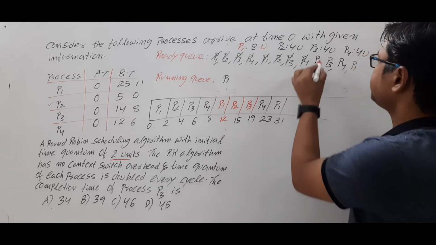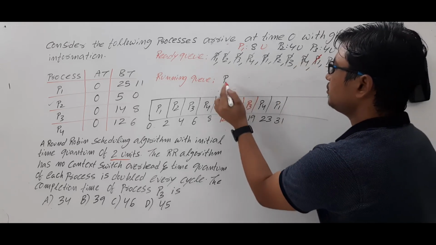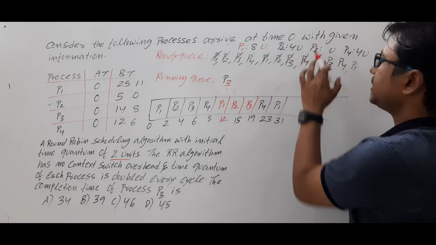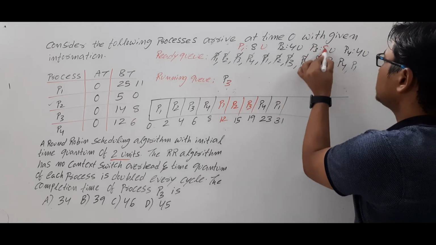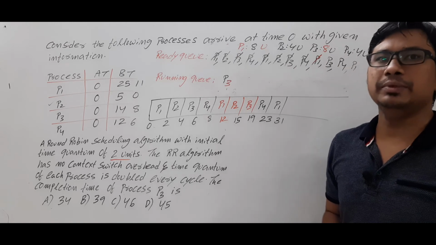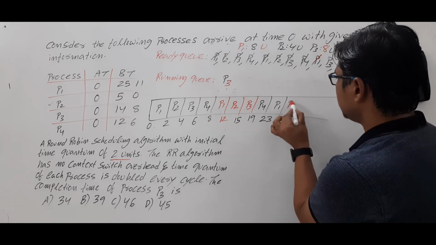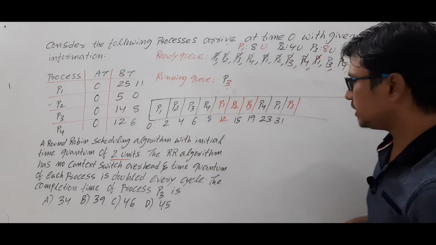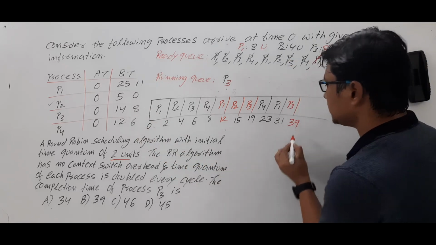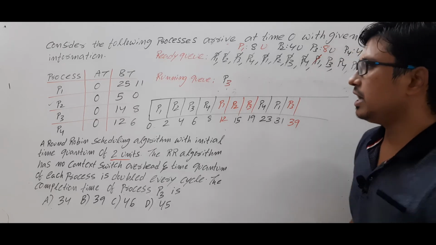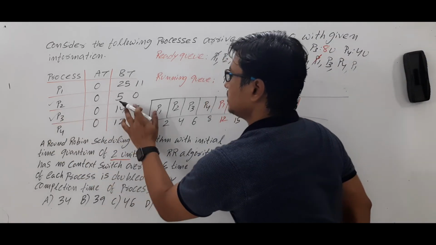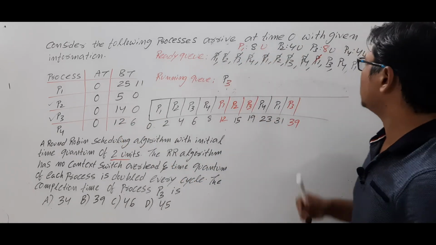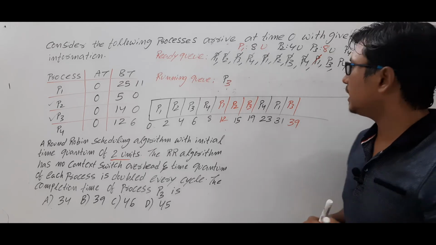Now process P3 will be sent to the running queue. Now process P3 has completed one more cycle, so its time quantum will be 8 units. So process P3 will run for 8 units. Its remaining burst time is also 8 units. So at 39 units, it has completed its task and will go to the terminated state. The remaining burst time is 0, so it has gone to the terminated state and will not go back to the ready queue.